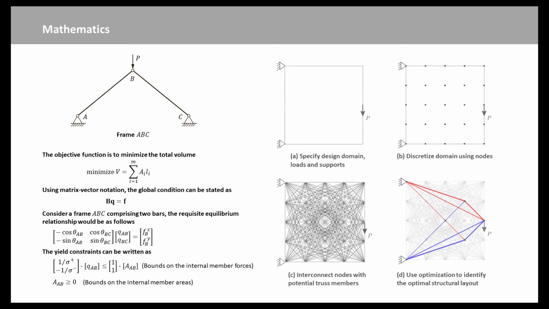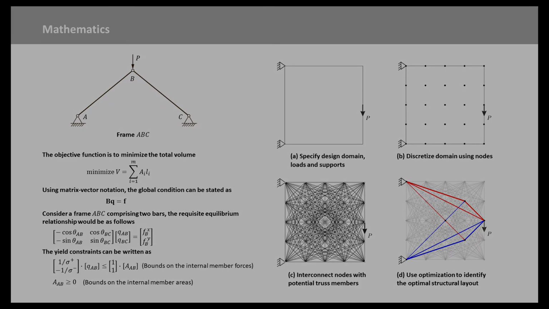The standard layout optimization involves 4 steps. Firstly, the design domain, load, and support conditions are specified. Secondly, the design domain is discretized using nodes. Thirdly, these nodes are interconnected with potential members to create a ground structure. Finally, an optimum layout is identified by solving the optimization problem.